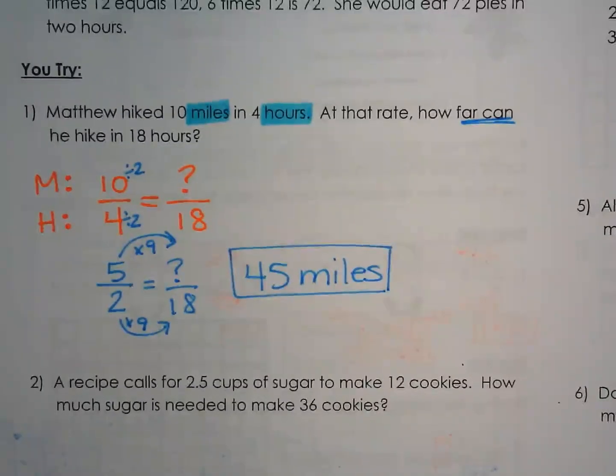There's a reason. They serve a purpose. Okay. Make sense? So the only difference between this page and the page before is that we've got to figure out what the ratios are first, then we can solve them.